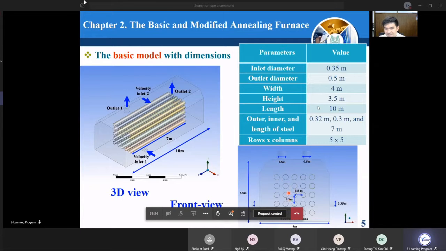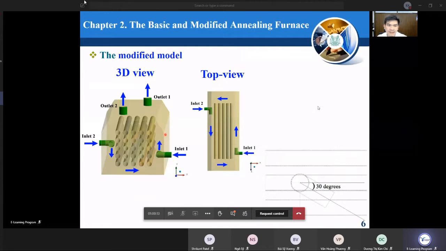You can see here, and this is also the table of parameters and values. And here we see it more clearly described. These are the rows and columns for the steel pipe, with 5 and 5 here, 5 rows and 5 columns. And then I will describe the modified model.